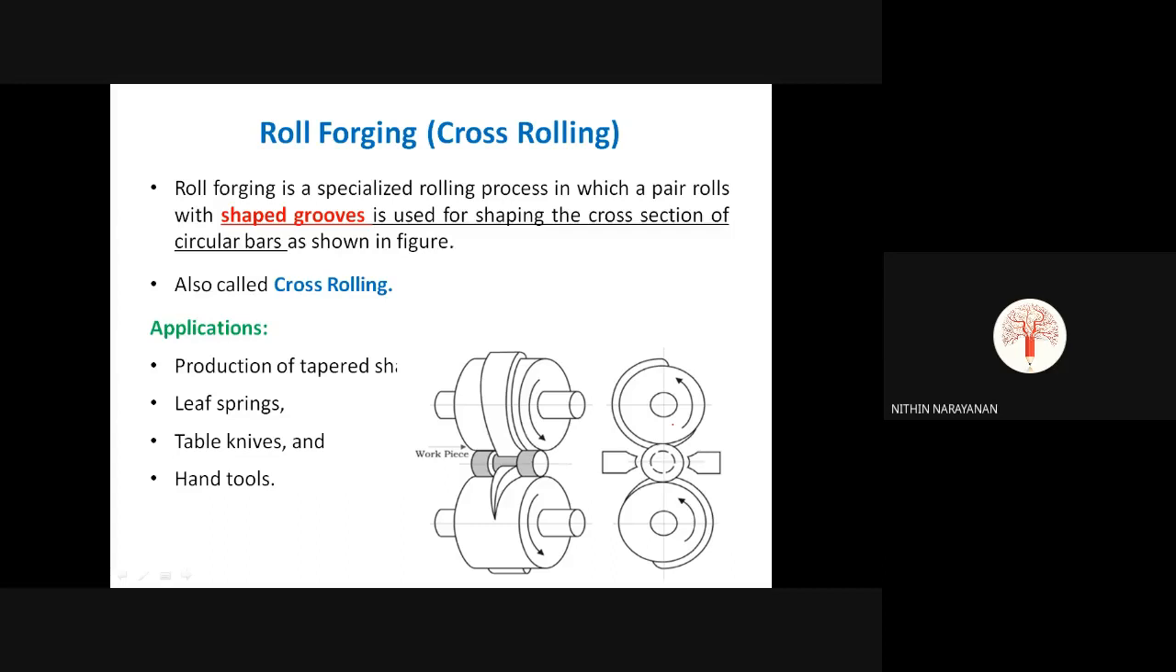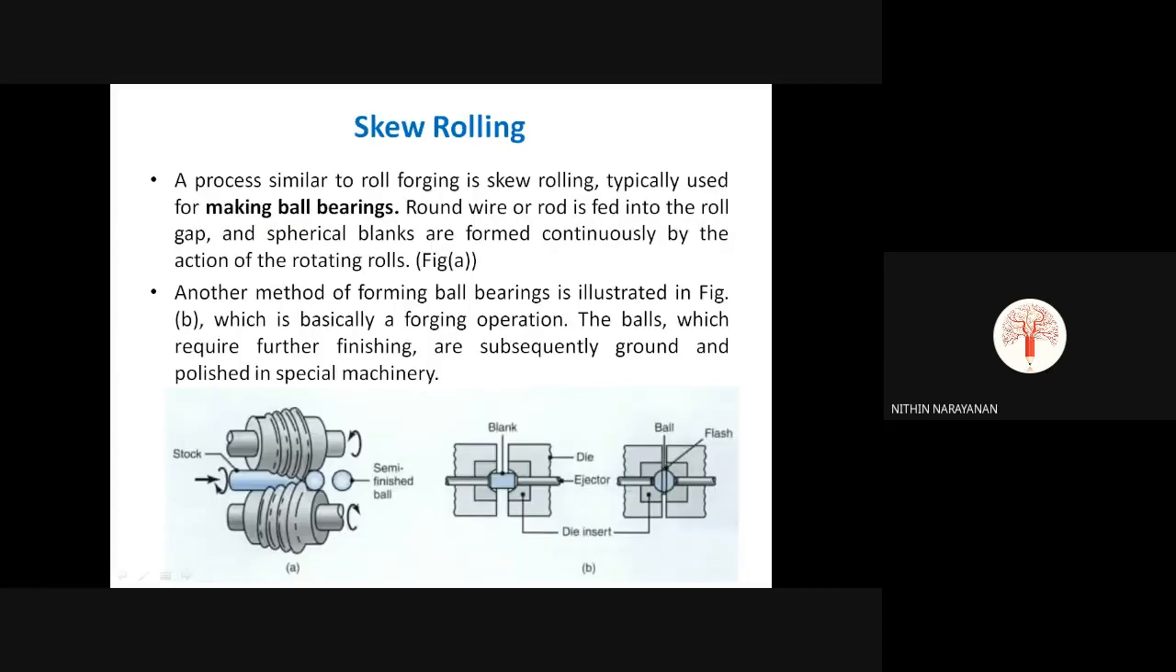These are the different applications. Skew rolling is another type of rolling. It can also be considered in a forging process, because it is a metal forming process. A similar process to roll forging is called skew rolling. It is typically used for making ball bearings.